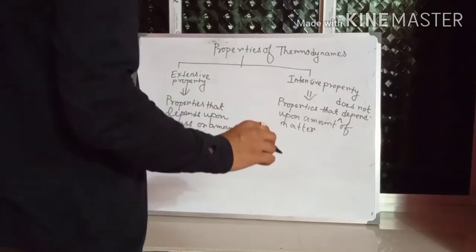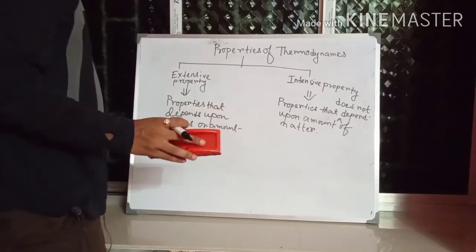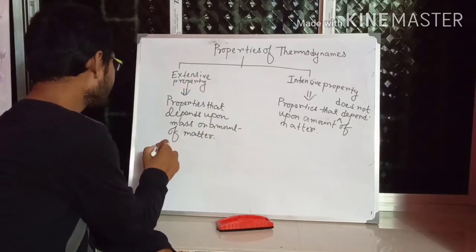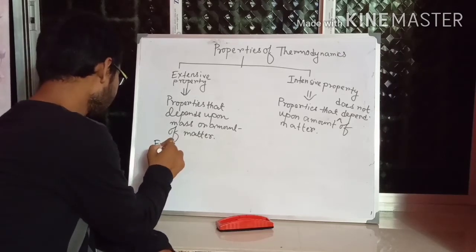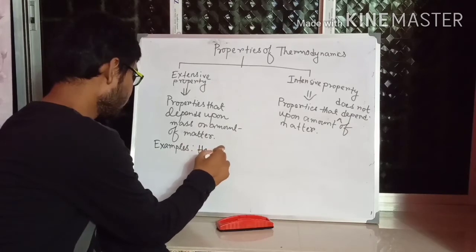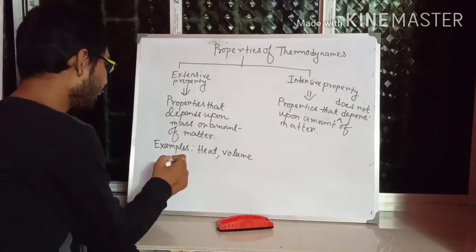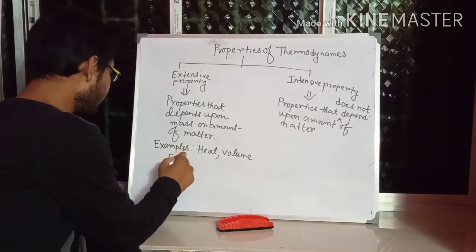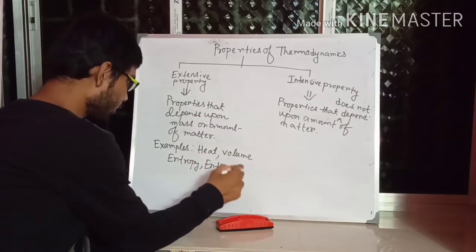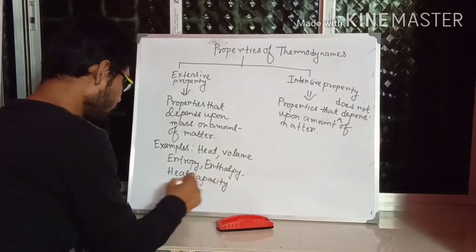Now some tricks and some examples will be discussed. You can take your copy to write down all these things. Examples of extensive property: heat, volume, enthalpy, heat capacity, etc.